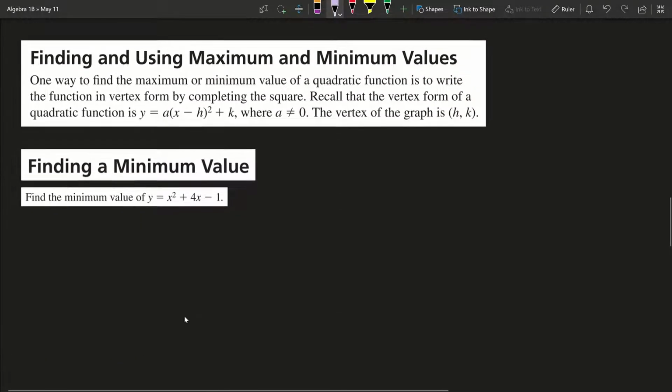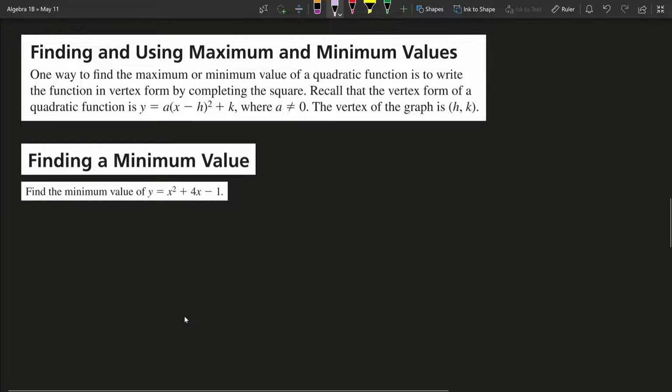So now we'll be working on finding and using maximum and minimum values. One way to find the maximum and minimum value of a quadratic function is to write the function in vertex form by completing the square. And remember that the vertex form of a quadratic function is y is equal to a times (x minus h) squared plus k, and a cannot be equal to 0. The vertex of the graph is (h, k), right? So this h right here corresponds with this h, and notice that does not include this negative, and this k corresponds with this k.